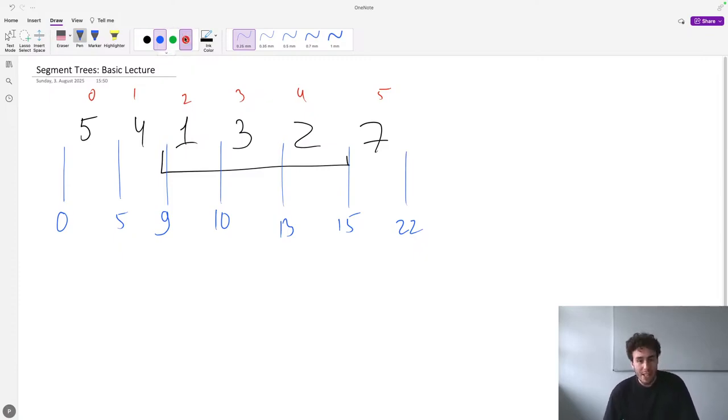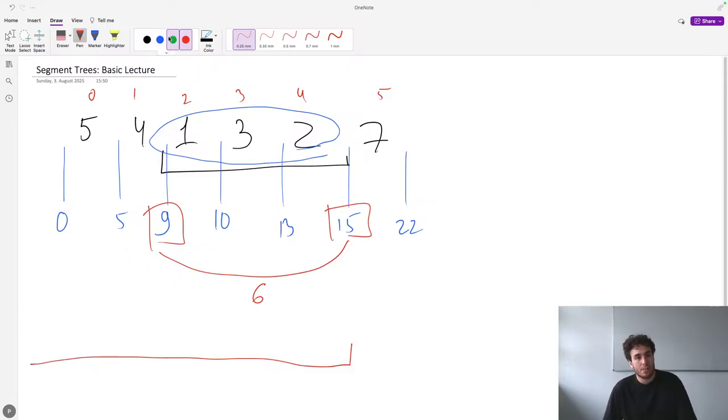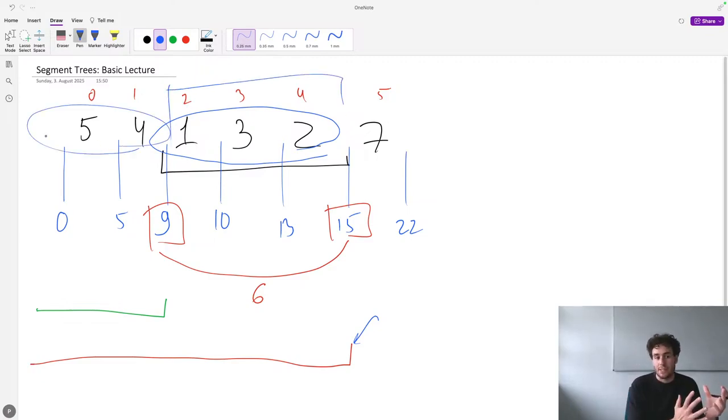Right, and then if we have a segment, we just look at its borders. This border is here, this border is here, and then we subtract these two numbers. 15 minus 9 should be 6. And this is indeed the sum of this segment, right? Because we have numbers 1, 3, and 2. Why does it work? Well, because this prefix corresponds to all these numbers, and this prefix corresponds to all these numbers. So when we take this prefix, we take all the numbers that we need, but we also take something that we didn't need. So we need to subtract after that.